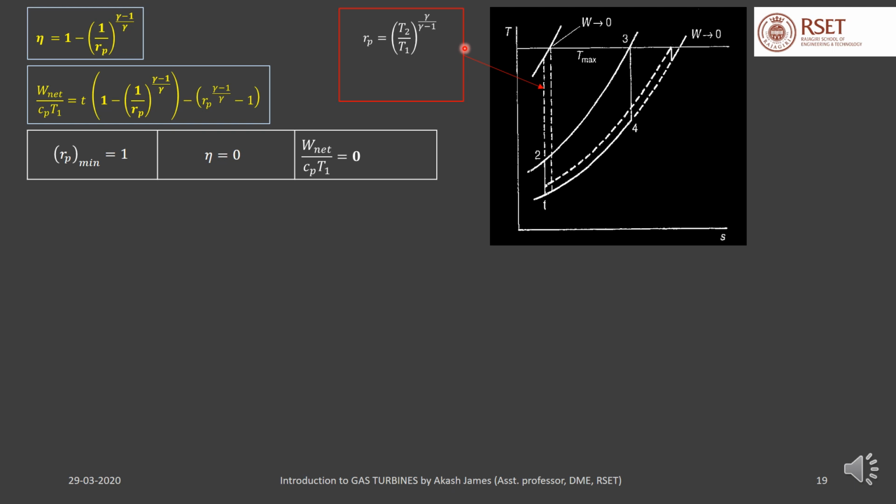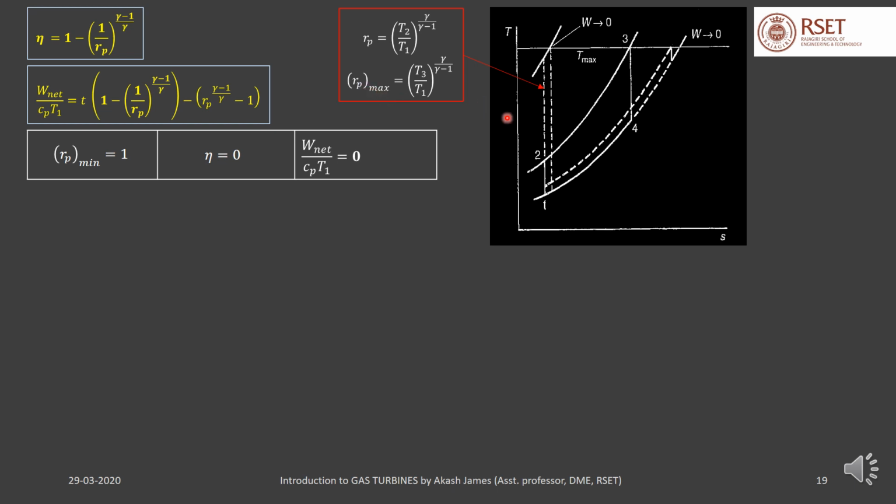The pressure ratio during the compression process, we know, is equal to T2 by T1 raised to gamma by gamma minus 1. P2 by P1 is equal to T2 by T1 raised to gamma by gamma minus 1. Now, when the pressure ratio is maximum, the temperature at the end of the compression will be equal to the maximum possible temperature in the cycle, that is T3. So Rp max is equal to T3 over T1 raised to gamma by gamma minus 1. That is the maximum permissible pressure ratio in the cycle.